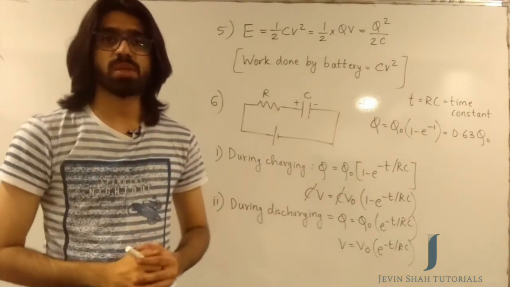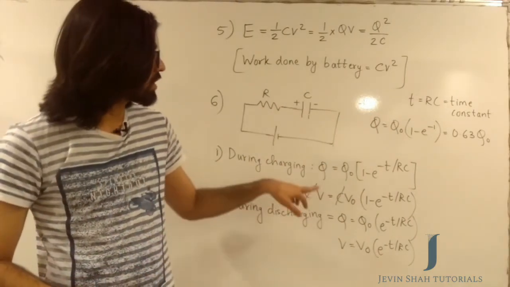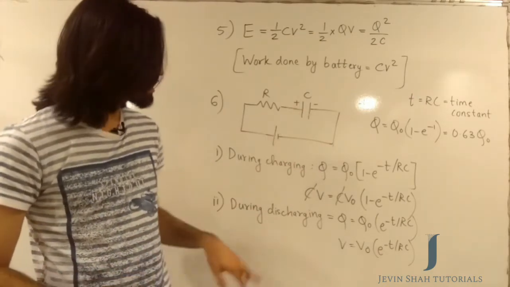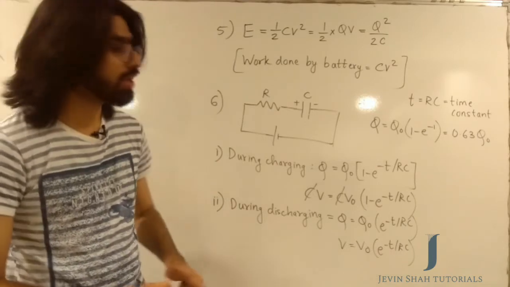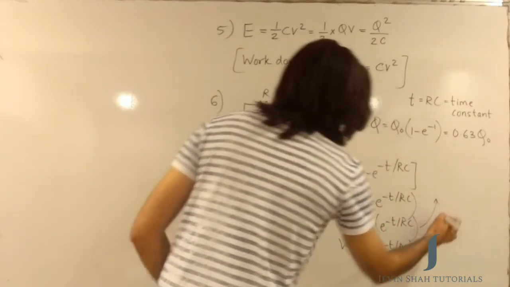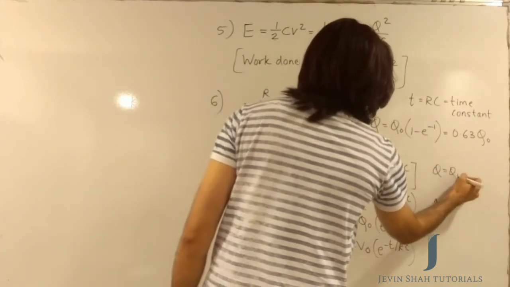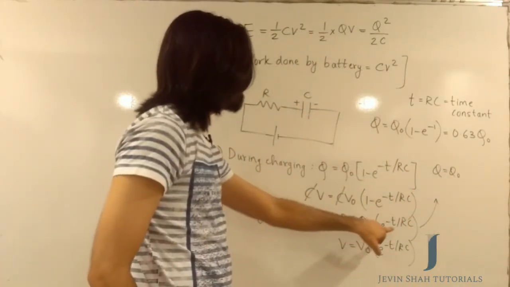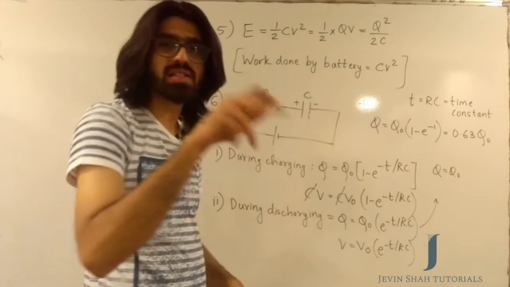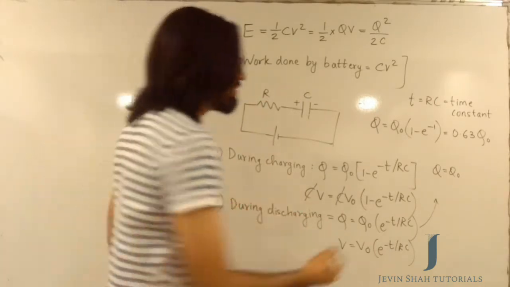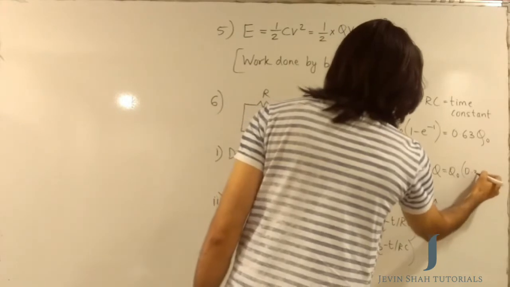Now just like you've substituted t equal to RC in this formula, substitute t equal to RC in the formula for discharging as well. So what you end up getting is Q equal to Q naught multiplied by e power minus RC by RC. So that RC by RC would be minus 1, e power minus 1 would be 0.37, so you get Q naught into 0.37.